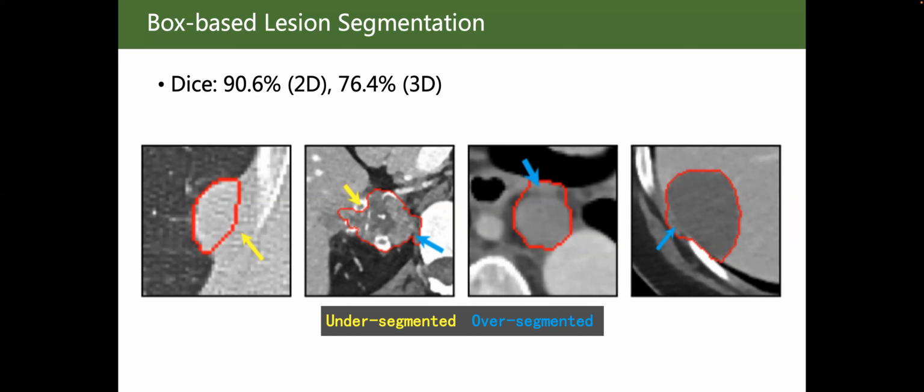It can be seen that most of the lesion regions can be accurately segmented, but the method cannot segment the regions near the lesion boundaries, indicated by the yellow and the blue areas. Sometimes some regions will be under-segmented or over-segmented.